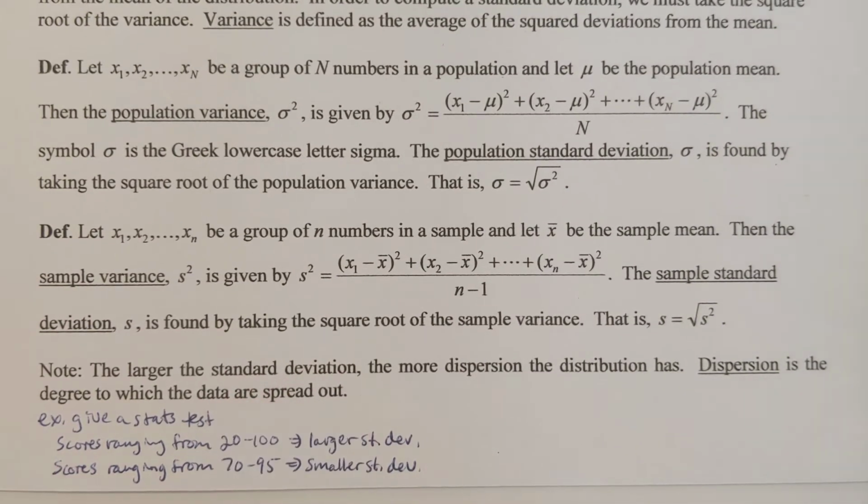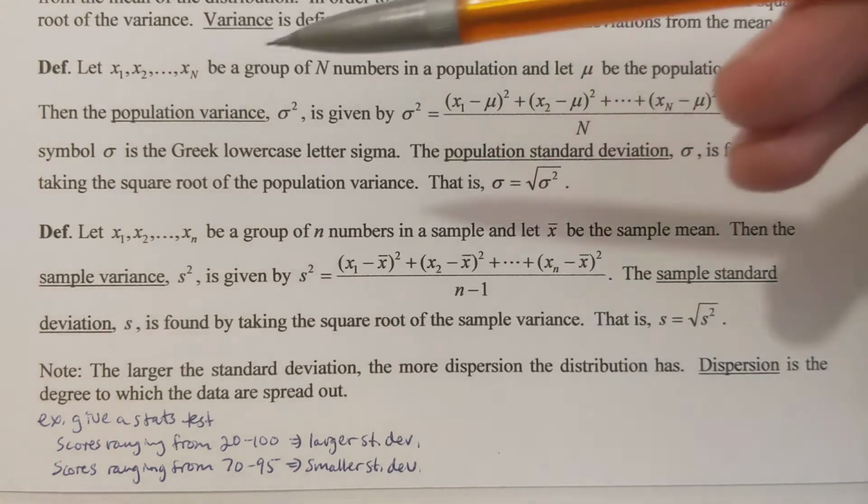So a definition there: let x1, x2, x3, all the way up to x sub n be a group of capital N numbers in a population, and let mu be the population mean. In the last video we talked about how capital N is usually a preferred symbol for representing population stuff, and a small n is usually a preferred symbol for representing sample stuff. So keep that in mind.